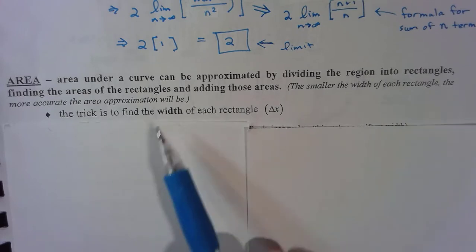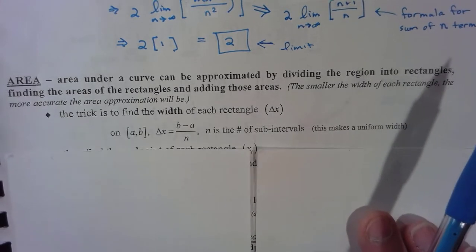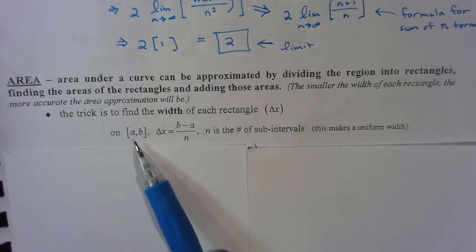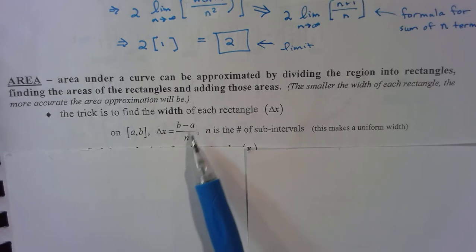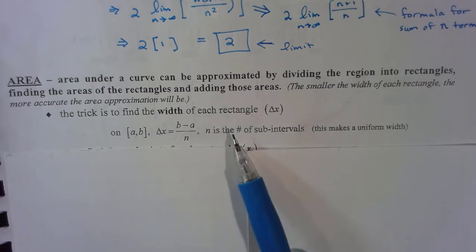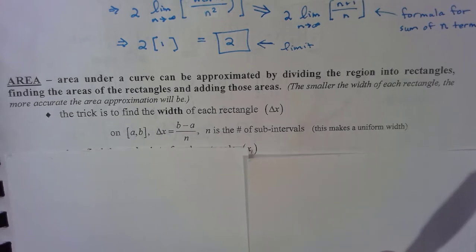Our trick is to find the width of each rectangle, and we're going to call that delta x. And that is going to be on the closed interval from a to b. So delta x is (b minus a) over n, where n is the number of subintervals. So this will make a uniform width.